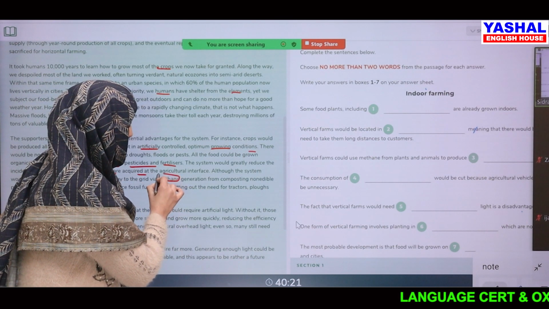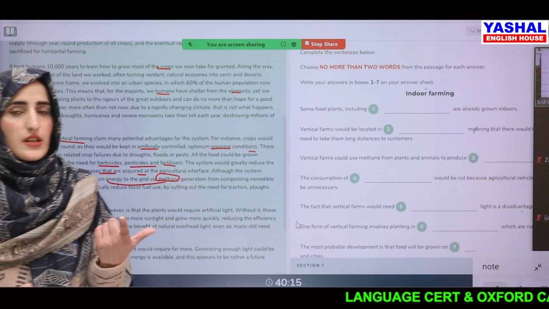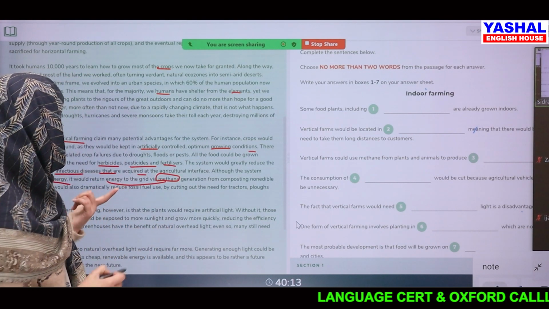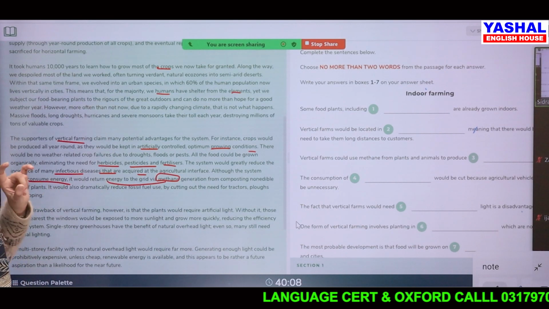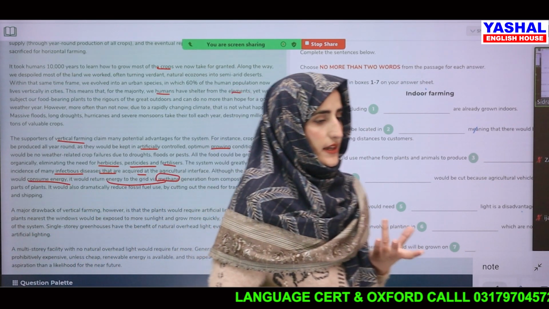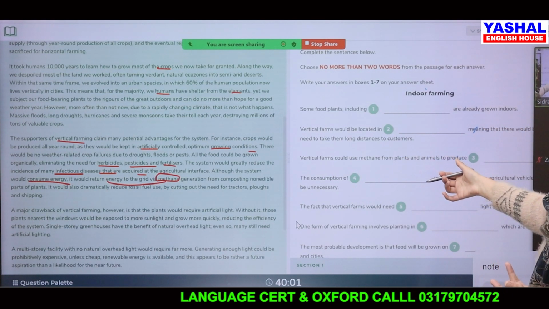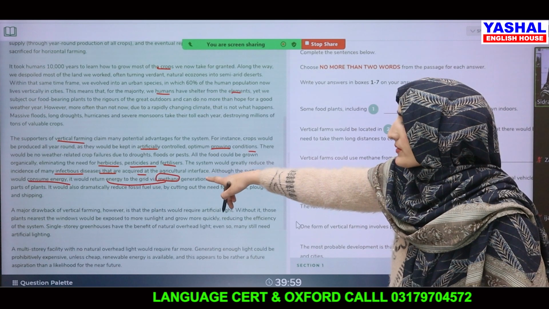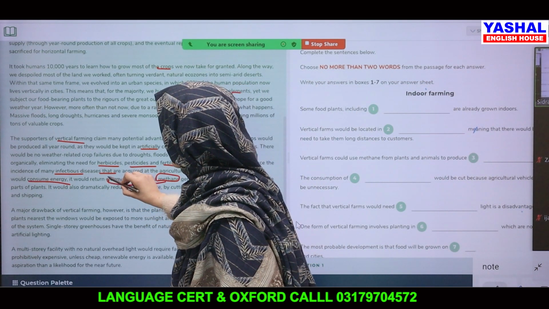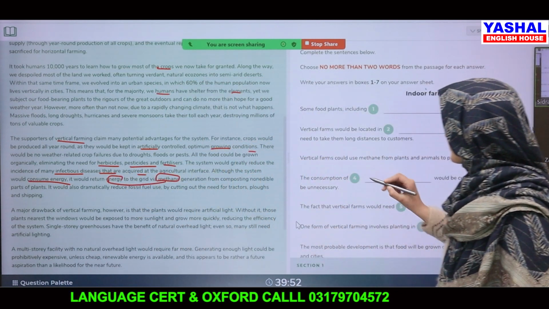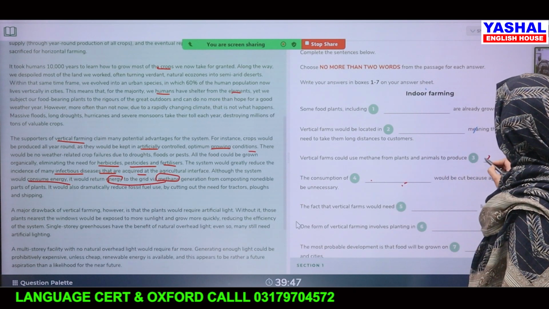अब ये word है. अब methane क्या करेगी? Methane would produce energy. It will produce energy. It will give energy generation from composition of non-edible parts of plants. अब देखें वो क्या कह रहा है. Question is: vertical farms could use methane from plants and animals to produce dash. Vertical farms could use methane to produce energy. It would use methane to produce, again, energy.